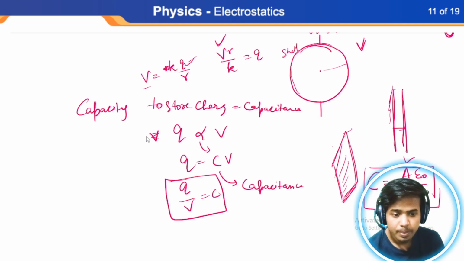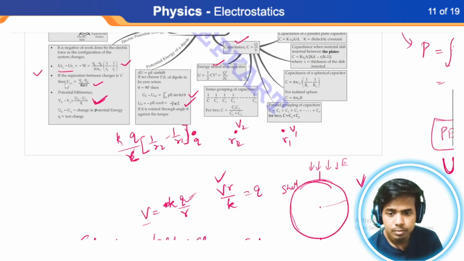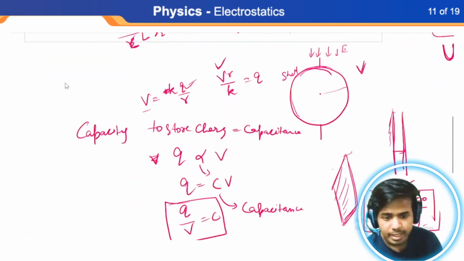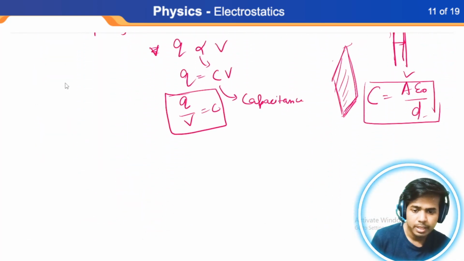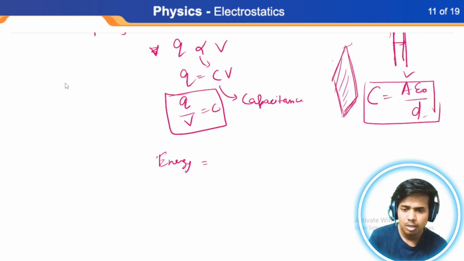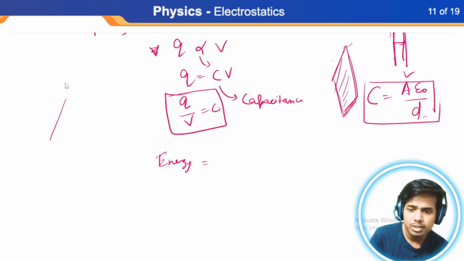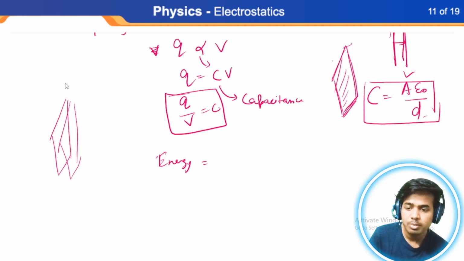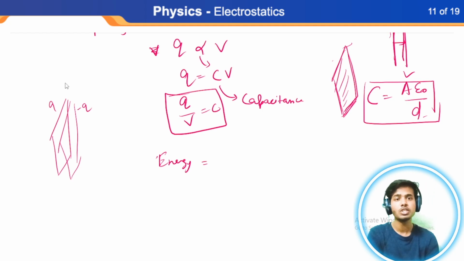So this was about the parallel plate capacitor, and the energy stored in capacitors is actually equal to energy stored in the capacitor. Of course, energy is being stored, right? Because it is basically two different plates, one of them is storing positive charge Q, whereas another one is storing negative charge Q.